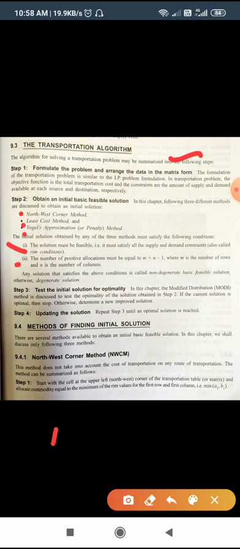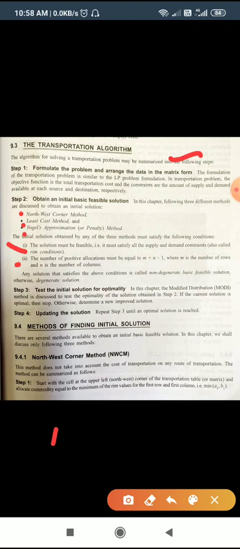Second one, the number of positive allocations must be equal to m plus n minus 1, where m is the number of rows and n is the number of columns. Then we say that this is the non-degenerate solution. So both these conditions should be satisfied by each and every solution. Then we say that this is a basic feasible solution, the initial basic feasible solution.